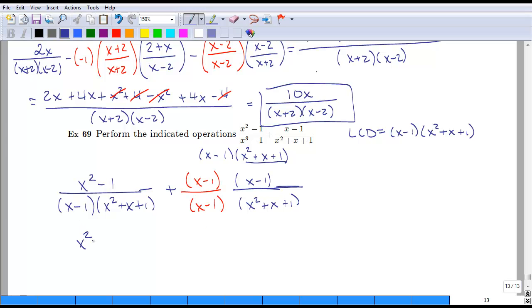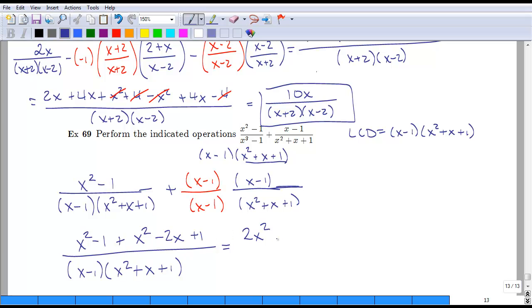So in this case, we have our x squared minus 1 from our first fraction. When we multiply out for the second fraction, we end up with x squared minus 2x plus 1. And since it's plus, we don't really need the parentheses there. And then this is over x minus 1, x squared plus x plus 1. So now if we look, we've got x squared and x squared is 2x squared. We've got a minus 2x, and the plus 1 and minus 1 are going to subtract to be 0. So then this is over x minus 1 times the x squared plus x plus 1.